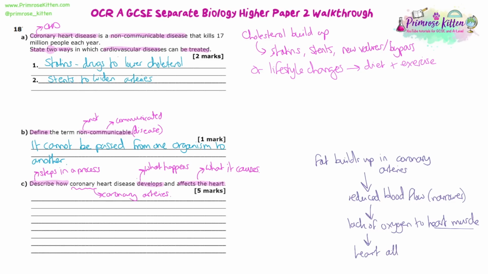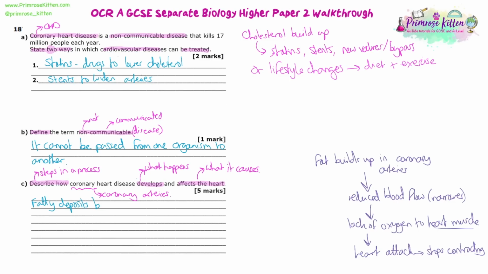And so if we don't get enough oxygen there, what happens? Well, we get a heart attack because the heart muscle stops contracting because it doesn't have enough oxygen to carry out respiration. So this is our process. These are our steps in our process describing how coronary heart disease develops and what it causes to happen in the heart, and ultimately that is a heart attack or heart failure. So we just need to write that out as sentences.